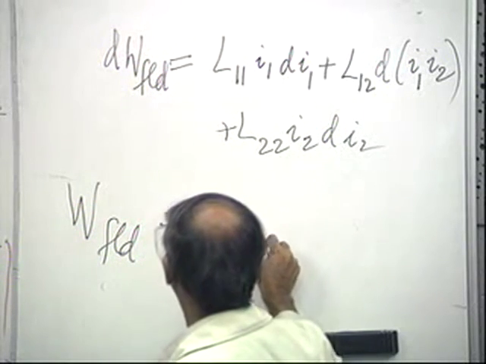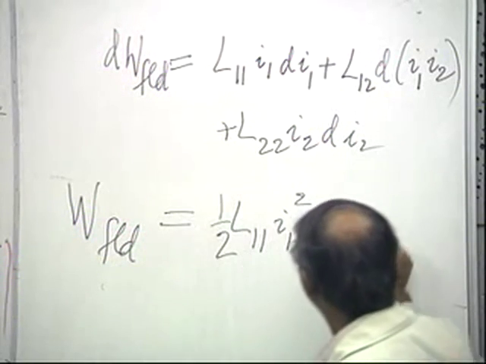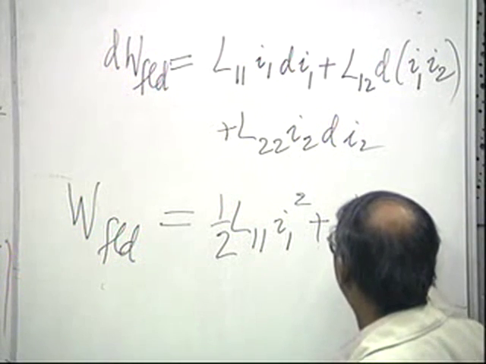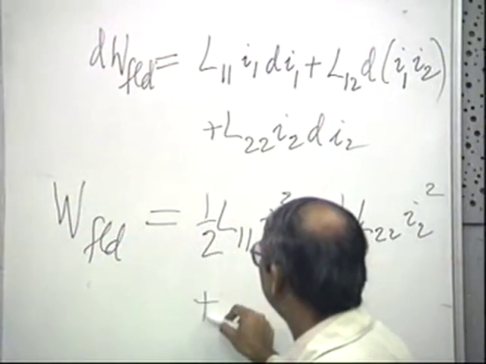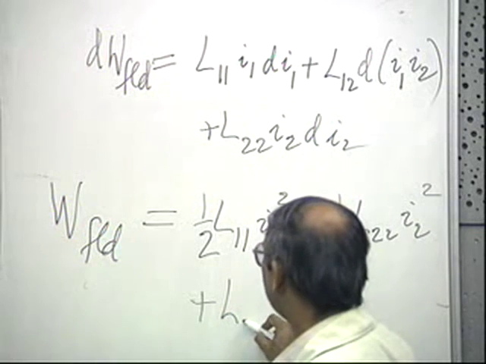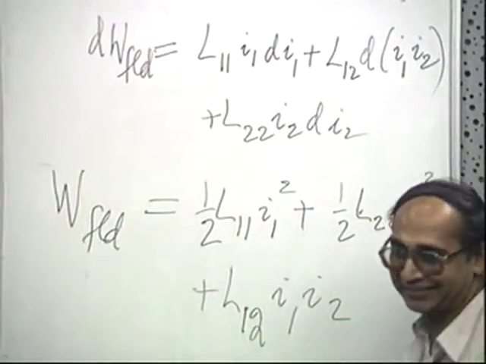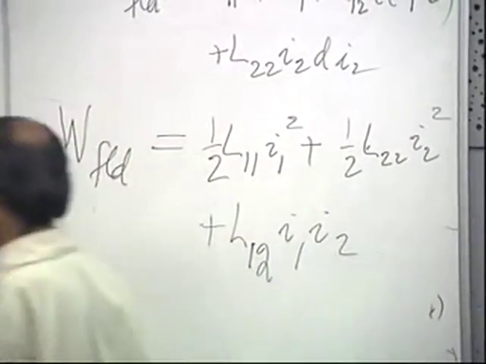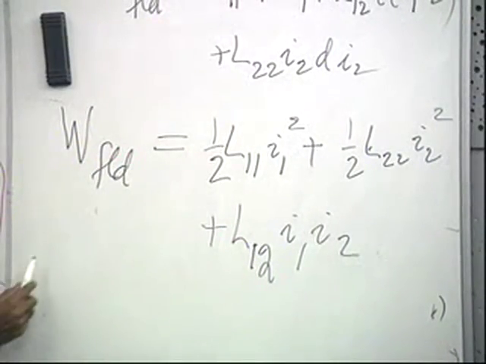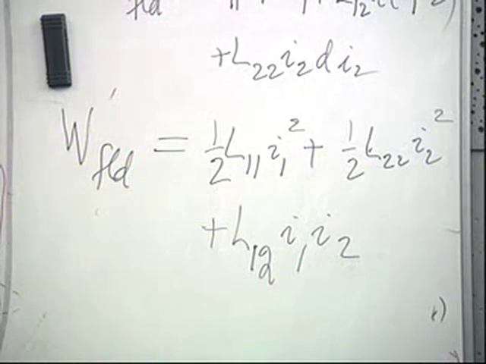What do you get? Half of L11 I1 square plus half of L22 I2 square plus L12 I1 I2. Please note that you don't get a half here. So this is the stored energy in the case of a doubly excited system. Now what is that? Is it a co-energy or stored energy? It is co-energy, just for our definition.